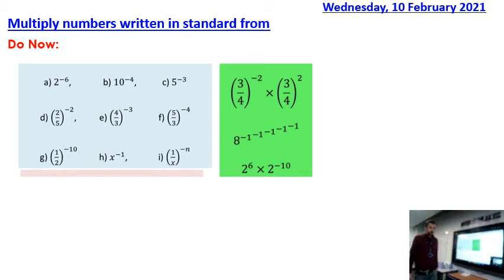Okay, so pause the video and have a go at these questions. So the first one, 2 raised to negative 6. This is the same as 1 over 2 raised to 6. Okay, and this is going to be 2 times 2 times 2 times 2 times 2 times 2, which is 1 over 64.